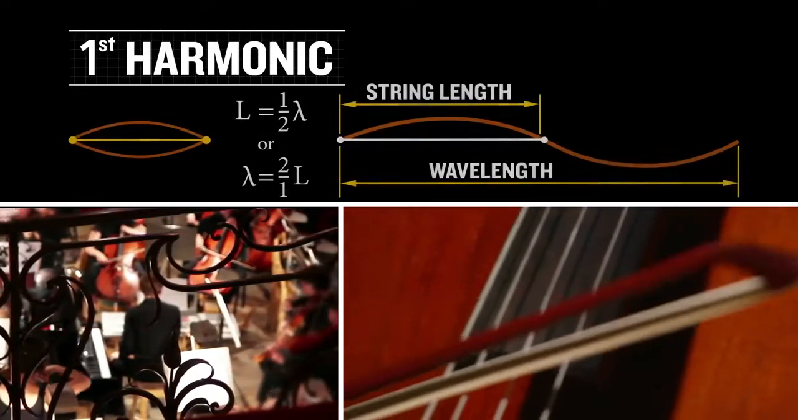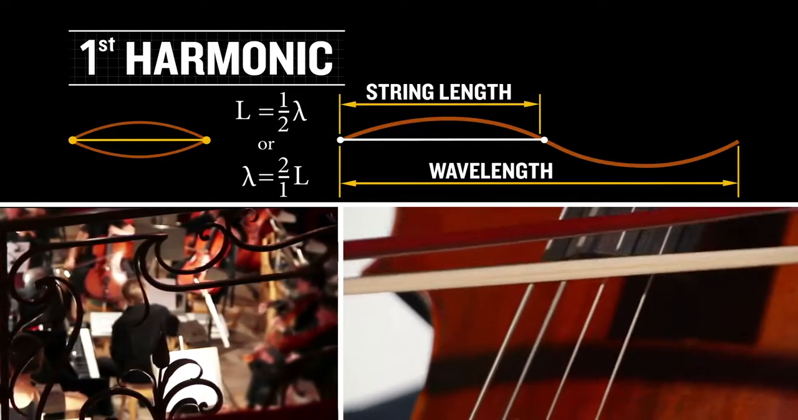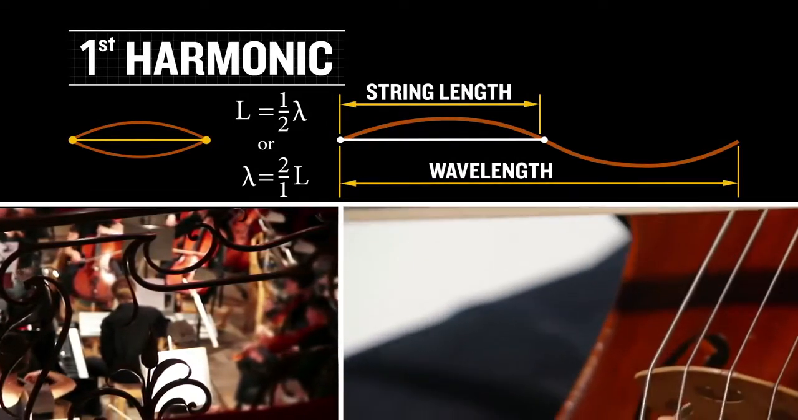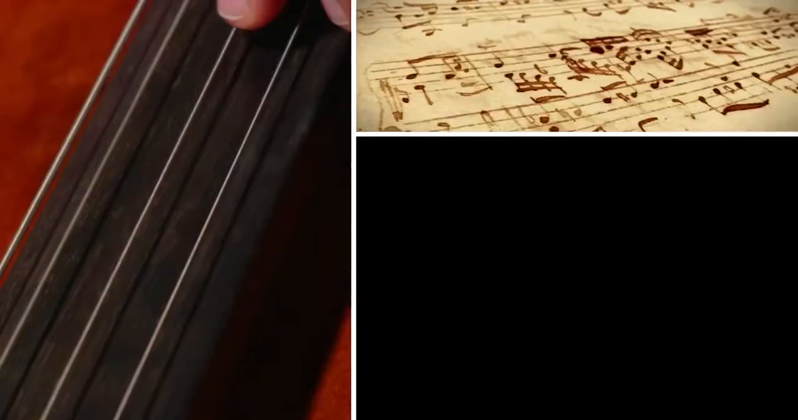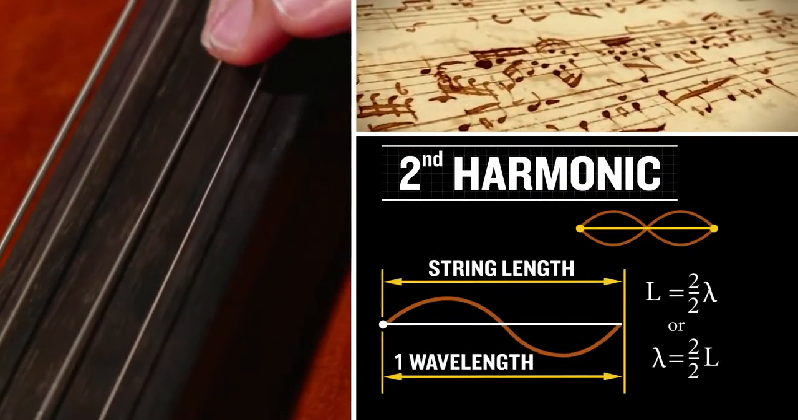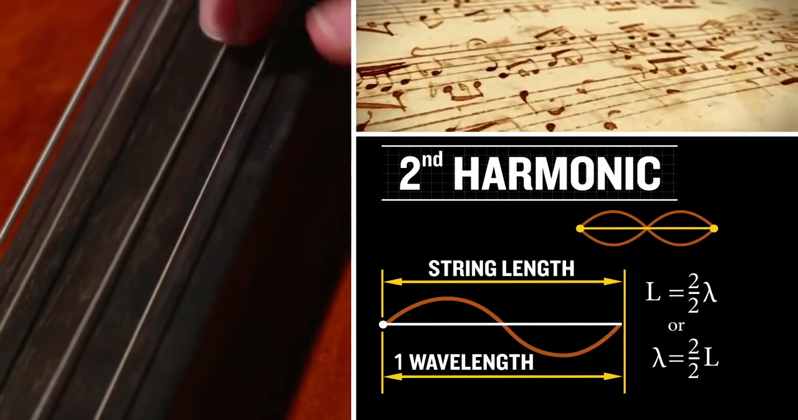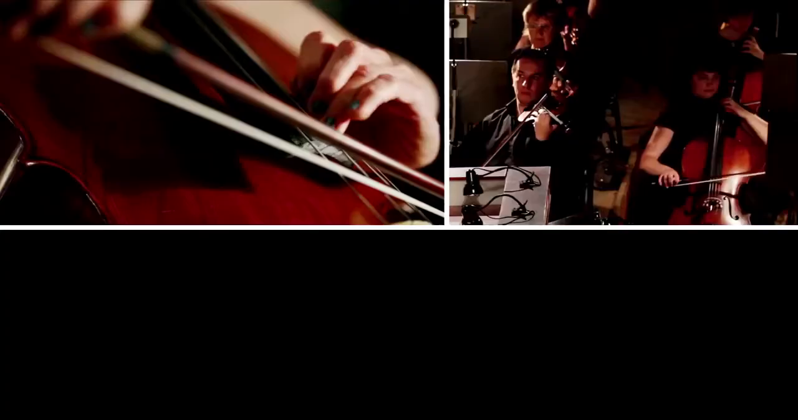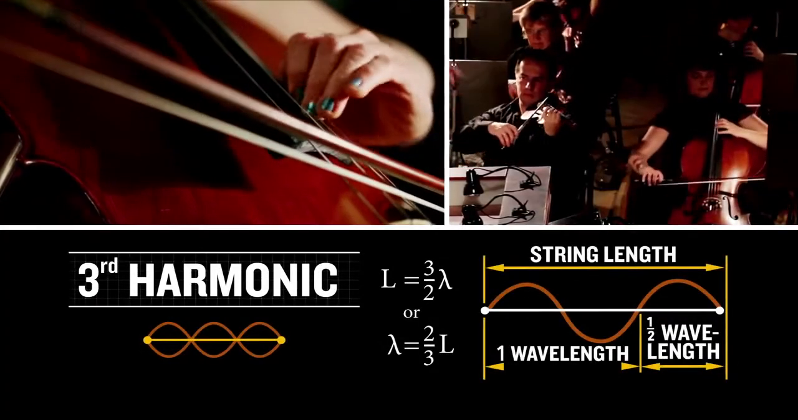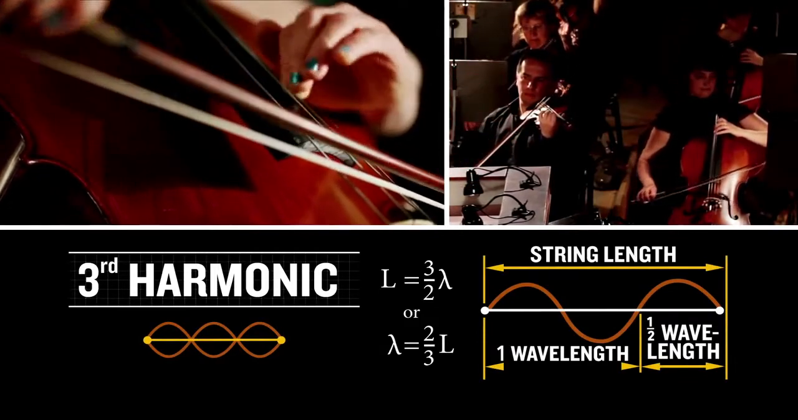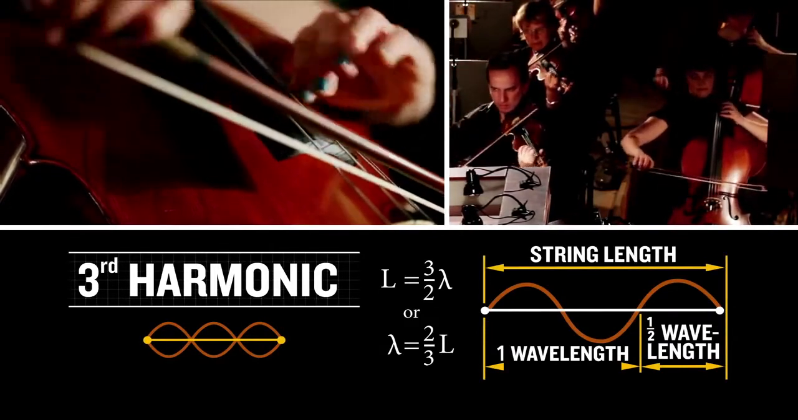The lowest frequency, or fundamental frequency, occurs when the string length equals 1/2 wavelength. The second harmonic is produced by holding the string down in the middle. The length of the string equals 1 wavelength. The third harmonic is produced by compressing the string such that the length of the string equals 1.5 wavelengths.